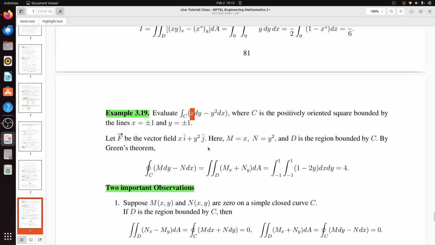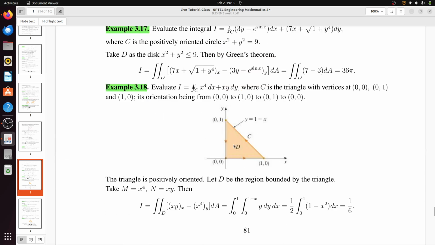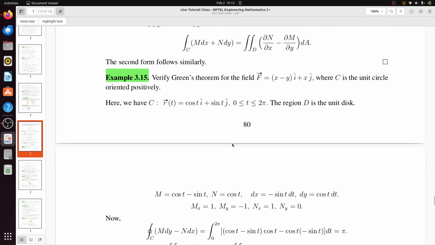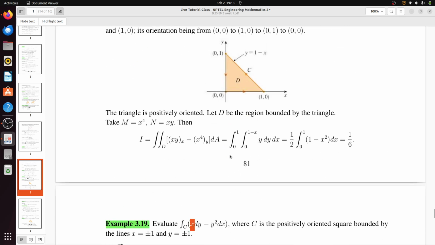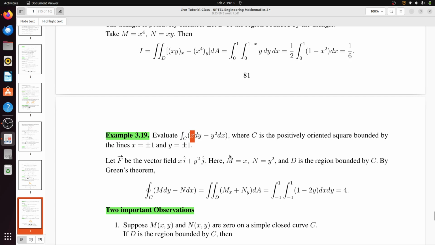So you will get del n del x, your del n del x will be 1 minus del m del y. Is it minus del m del y? Del n del x minus del m del y, yes. And minus del m del y will be plus 2y.